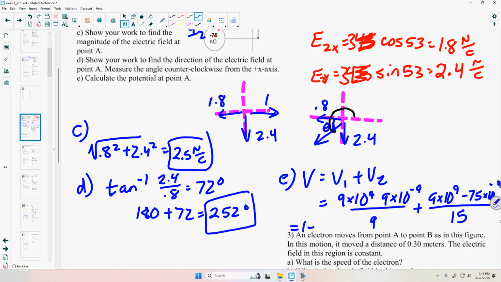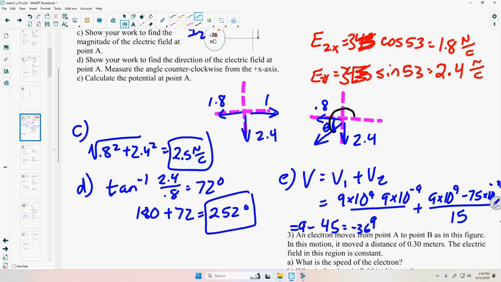1 minus, that was what I did earlier, wasn't it? 44 volts, is that what the answer is? 1 minus 49. 9 minus 45, yeah, so negative 36. Okay, that's that first one.